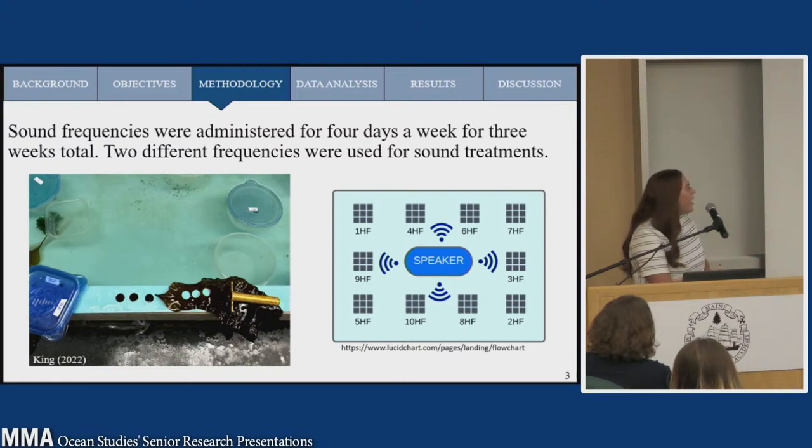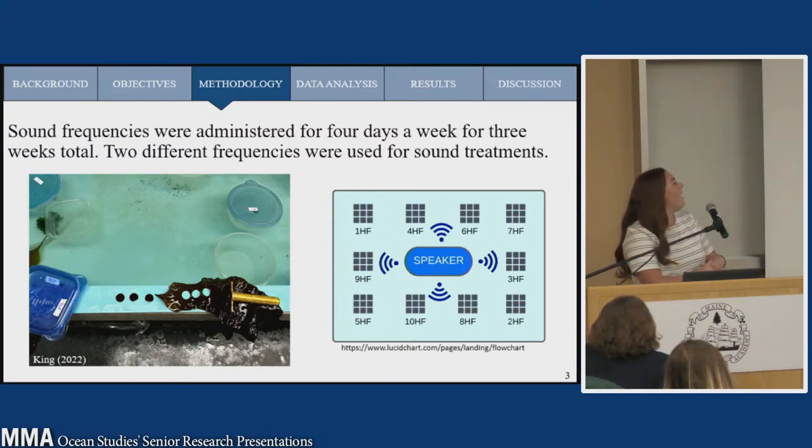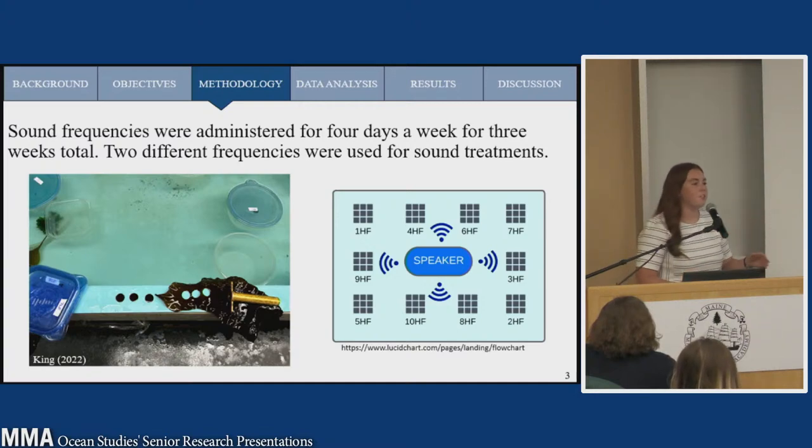And so for subsampling, I took three punches, which were 21 millimeters in diameter, and I used that little copper hole punch tool. I took three punches per kelp blade, so I had 30 punches in total, and each one of these punches was then sorted into a specific sound treatment group. So there was one punch per blade in each one of my sound treatments.